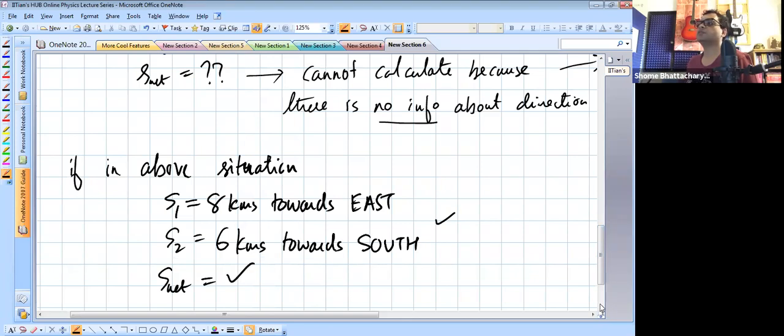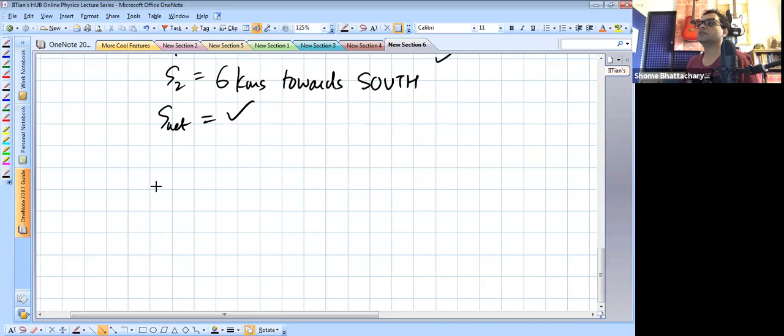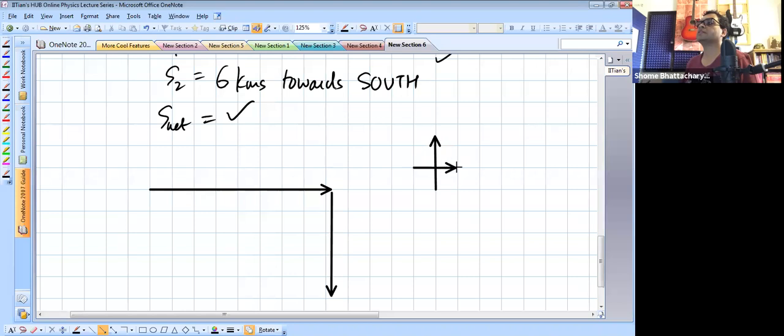I'll just have to visualize the problem and I'll understand that in my new situation, if this is S1, then something like this will be S2, because we will take the standard directions like this. Suppose in my diagram, this represents north, this represents east, this represents south, and this represents west. So S1 will be like this. It will be towards the east and it will be 8 kilometers long. S2 will be like this at 90 degrees to this because it is towards south. Okay. And therefore my net displacement in this diagram will now be very well defined. It will be defined by this.